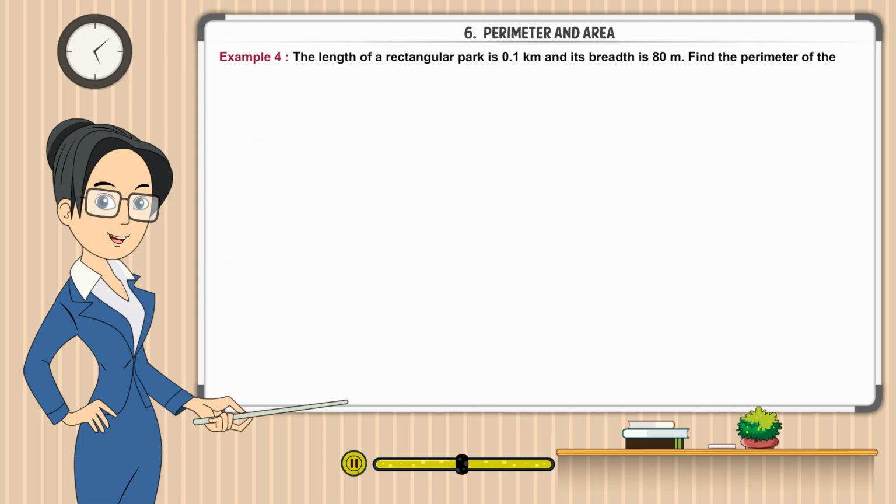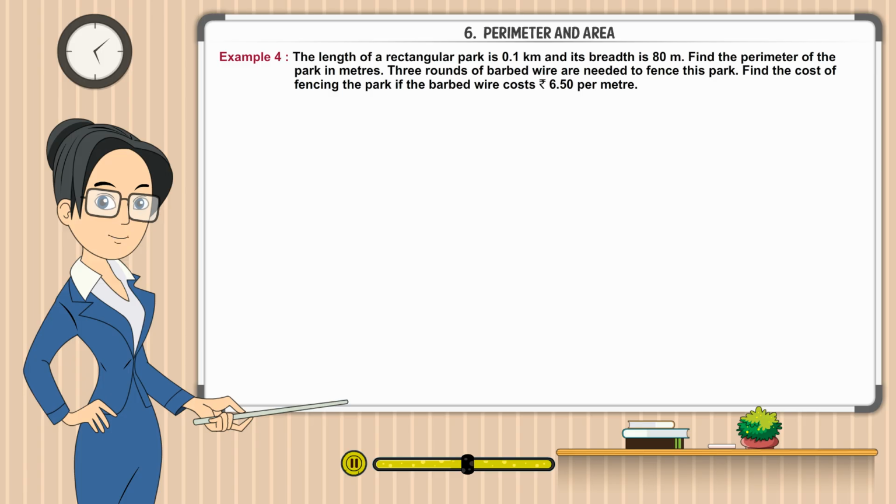Example 4. The length of a rectangular park is 0.1 kilometer and its breadth is 80 meter. Find the perimeter of the park in meters. 3 rounds of barbed wire are needed to fence this park. Find the cost of fencing the park if the barbed wire costs 6 rupees 50 paise per meter. Solution. We have length is equal to 0.1 kilometer. Breadth is equal to 80 meter.